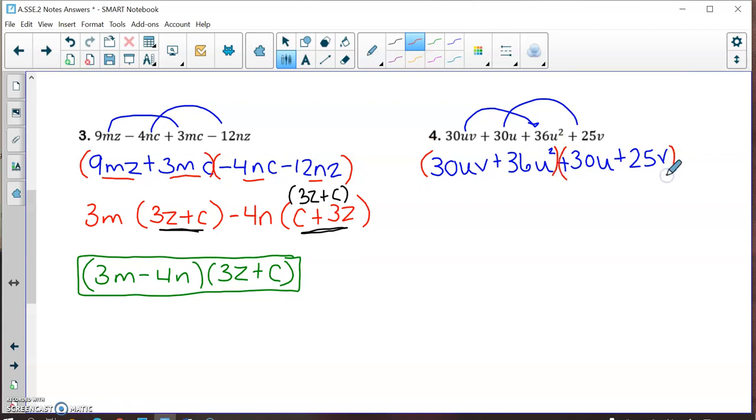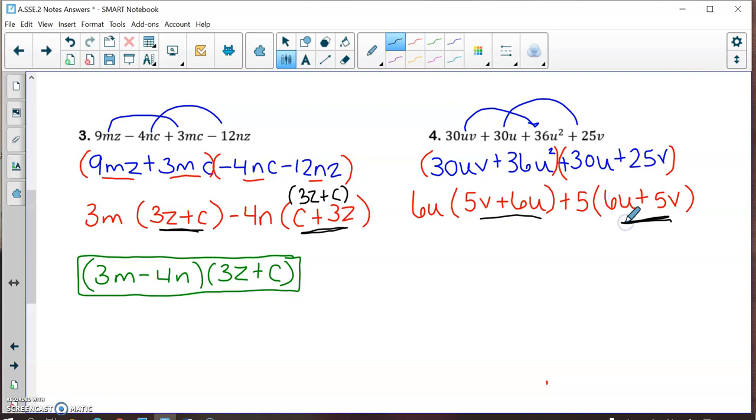Using the grouping method between my first two terms here, both are divisible by 6. I apologize, I said 2 earlier. That's our greatest common factor here. A 6u is what we're pulling out, and I'd be left with a 5v plus a 6u. Out of my next two terms, I'm going to pull out a plus 5, and I will be left with a 6u plus a 5v, which again, since addition is commutative, are technically the same exact set of parentheses.